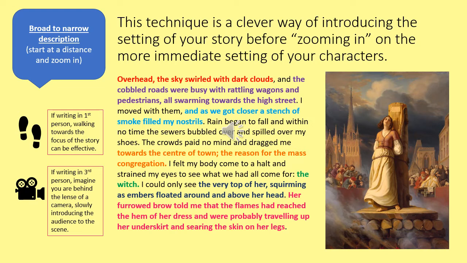So there's an example here that I want you to read through. I've color coded it so that you can kind of see the steps along our journey. And I've made a note at the side as well that if you're writing in first person, you imagine yourself walking towards the focus of your story. If you're writing in third person, it might be helpful to imagine that you are behind the lens of a camera. So you're not the character walking towards the big event or the main character of your story, but you are showing your reader step by step the world that you are creating.